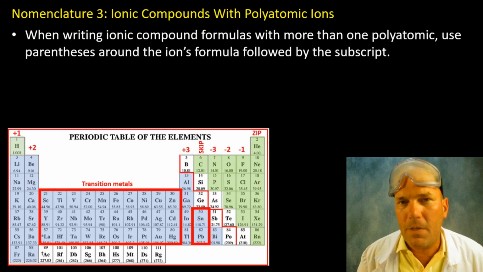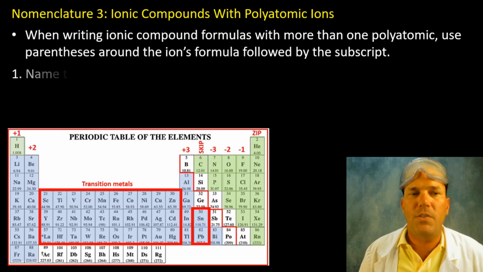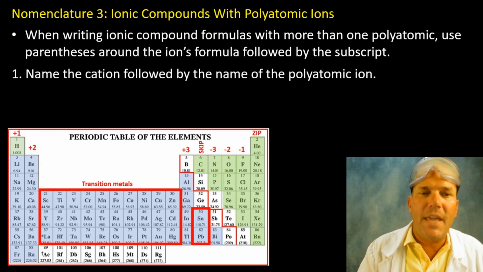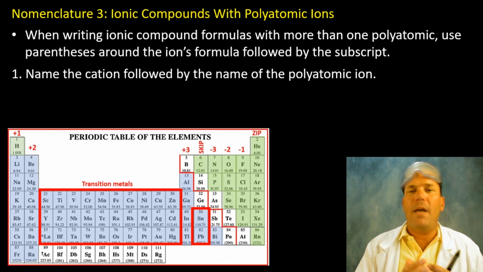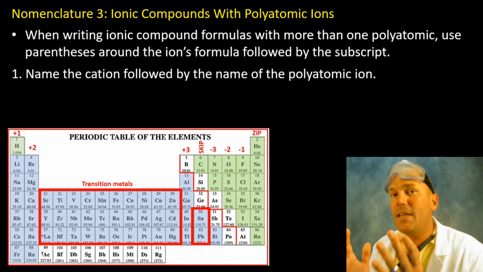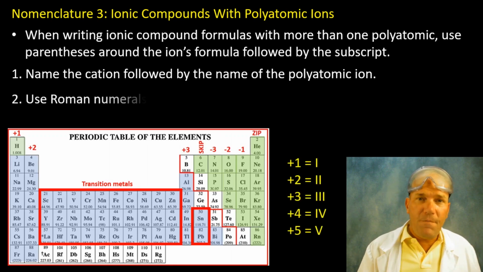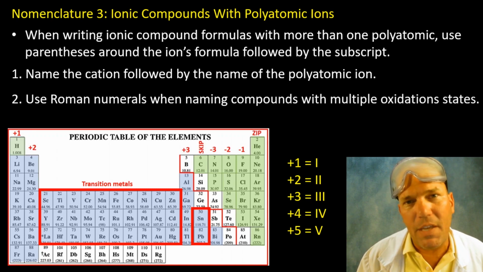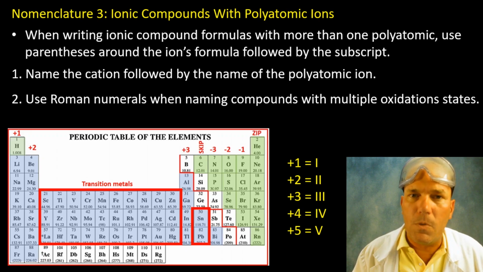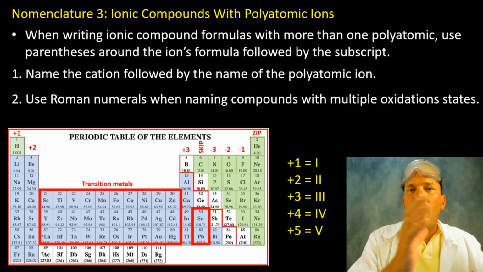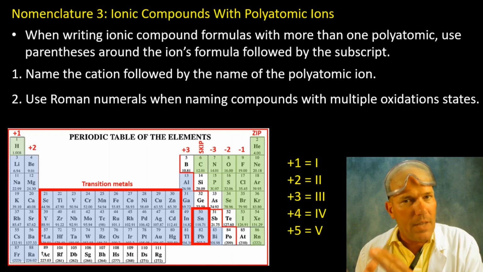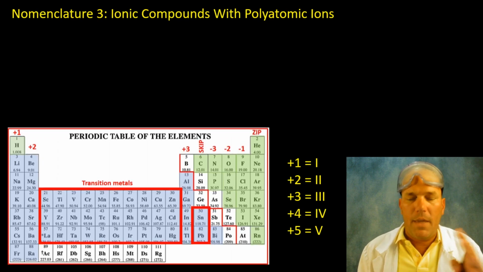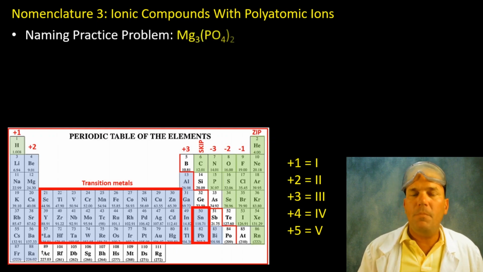If you would get out your periodic table you've been using throughout the last 2 videos, we're going to use the same set of rules. Number 1, you're going to name the cation followed by the polyatomic ion in this case. Next, if the cation or the metal has multiple oxidation states, you're going to be using Roman numerals to denote the charge of the cation. Not the number of atoms of the metal, but the charge of the metal. And now we can look at an example problem.